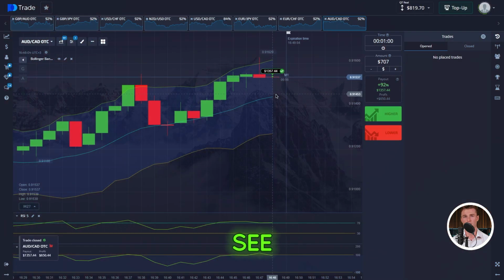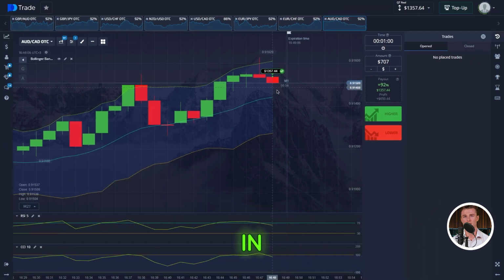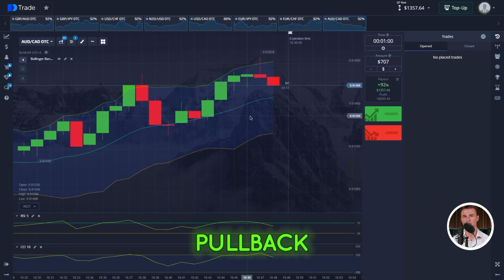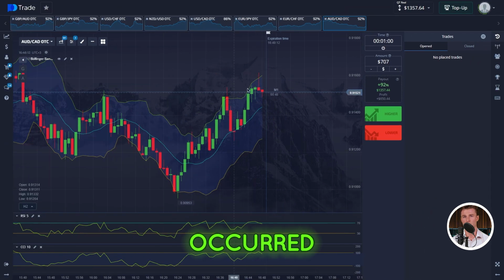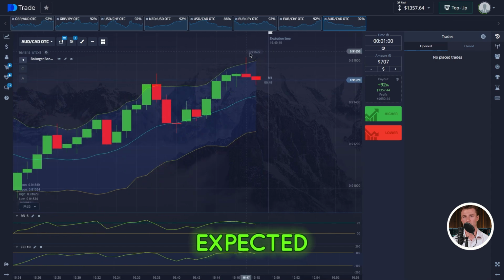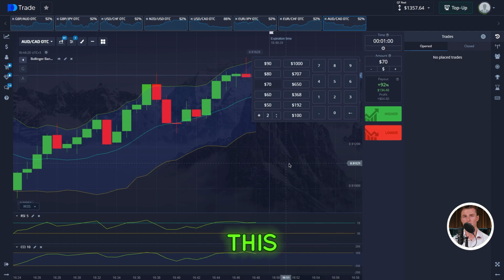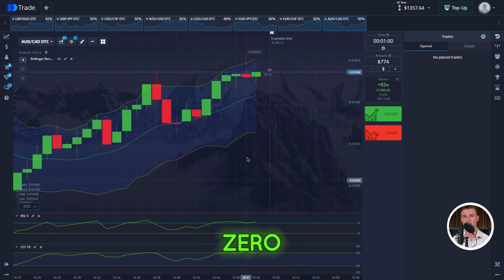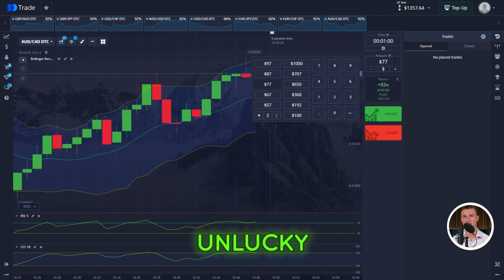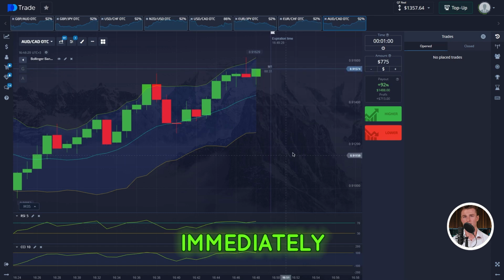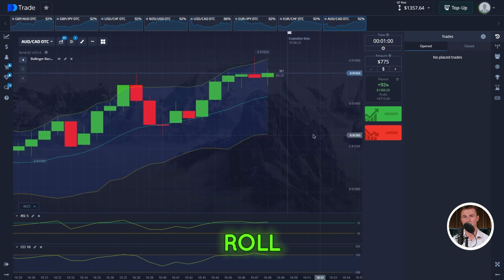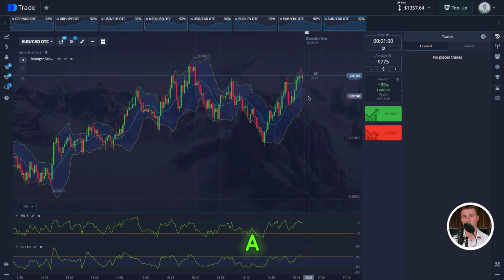As you can see, our second deal has already closed in positive territory. A pullback has formed, an exit has occurred, and in general, what was to be expected. Yes, at first we had a small upward momentum because of this, to what extent the deal was closed to zero. Yes, a little unlucky. But in general, as I saw immediately, I opened another deal and we had a rollback and the deal closed in a plus.